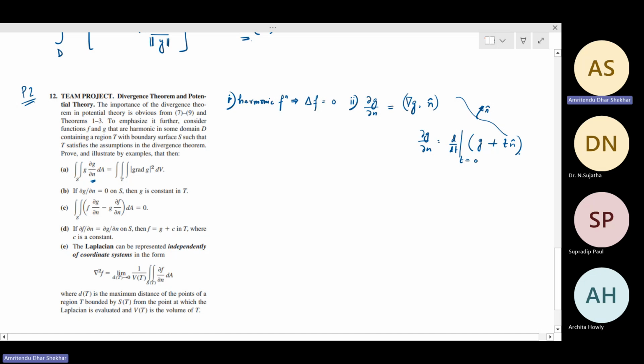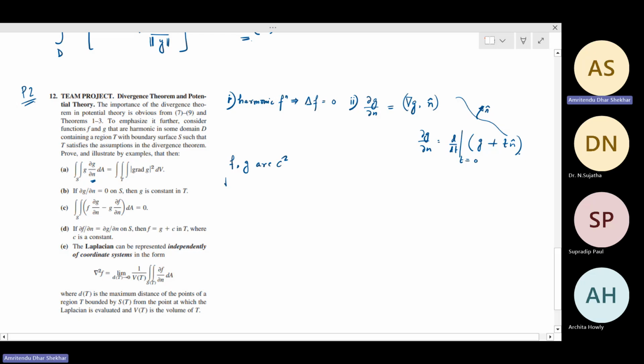Now, let us solve the problem. Again, this is an application of the divergence theorem. So let us first establish a few identities. So let f and g be two functions, f and g. Let's say they are two C2 functions.